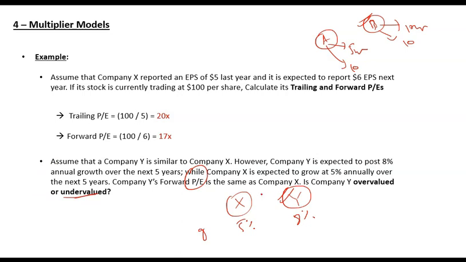So Y is trading at the same PE despite higher growth rate. If Y has a higher growth rate, it should have a higher PE. Y is trading at the same PE despite higher growth rate. That means Y is undervalued compared to X.